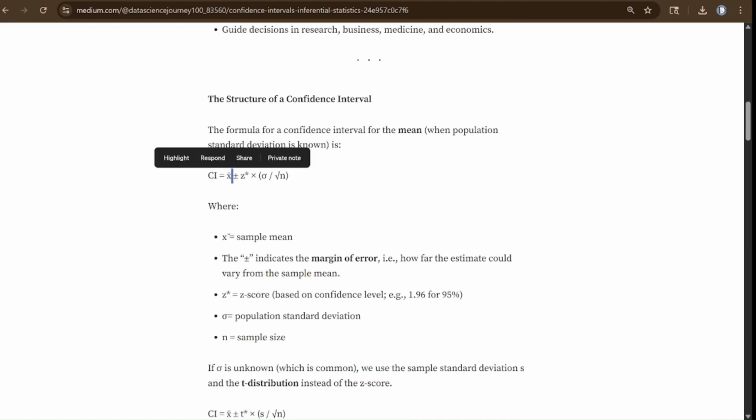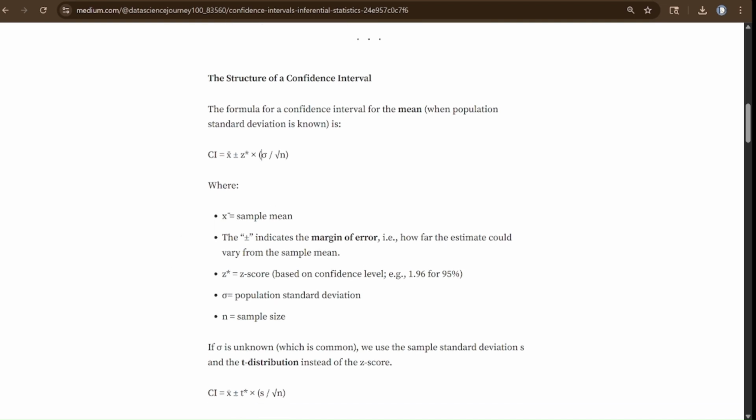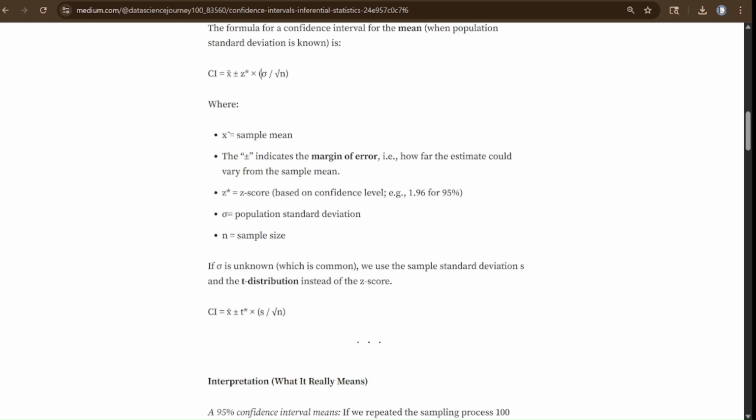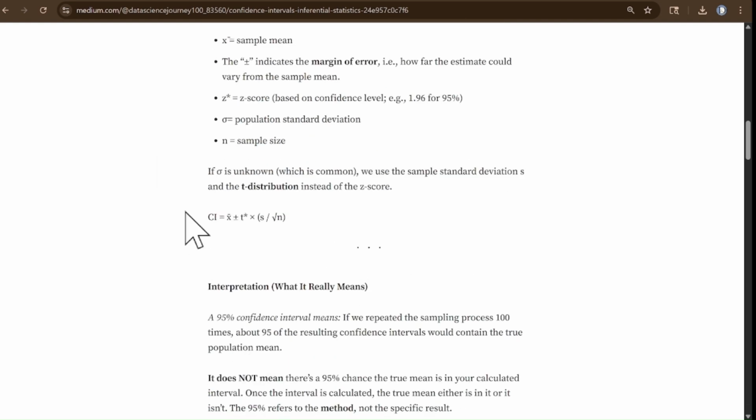Now, this is the formula. X is the sample mean, Z is the Z score. It depends on the confidence level. For 95% it may be different, for 96% it is different. From the table you will get this Z score. Sigma is population standard deviation and root over n is the sample size. By using this formula you calculate the confidence interval.